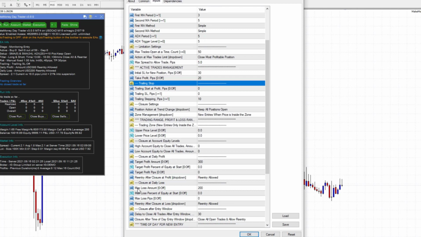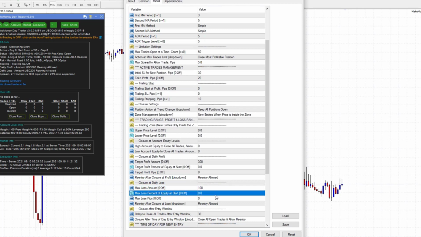So what I'm going to do, I'll start with the maximum loss. The maximum loss I want to set for 100. And why that? Because 5% drawdown on $10,000 is $500. So I want to give myself 5 losses before I reach that maximum drawdown. So I'm going to set my maximum loss for 100.